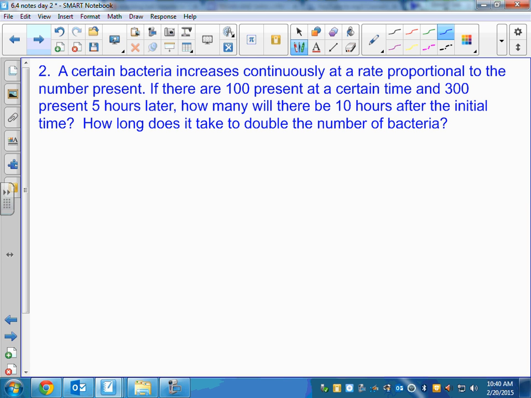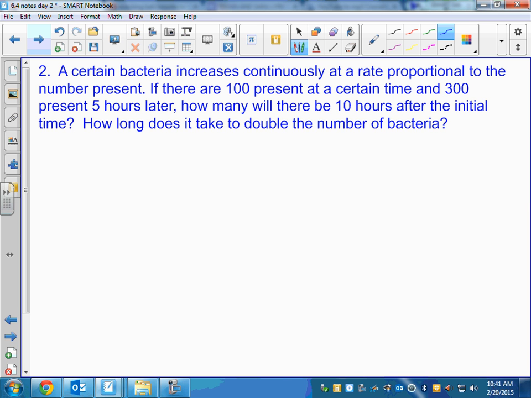A certain bacteria increases continuously at a rate proportional to the number present. If there are 100 present at a certain time and 300 present 5 hours later, how many will there be 10 hours after the initial time? And then how long does it take to double the number of bacteria?